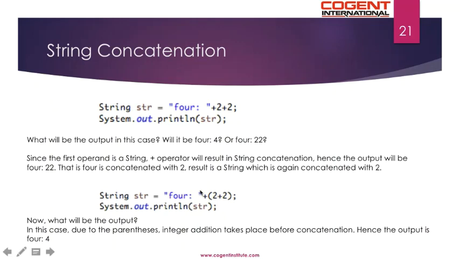Let's slightly modify the previous example and place the 2 plus 2 in parentheses. So in this case, what will be the output? Due to the parentheses, the integer addition takes place before concatenation. Hence the output is 4 colon number 4.